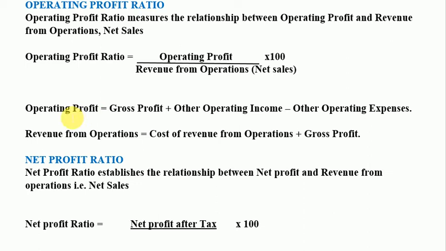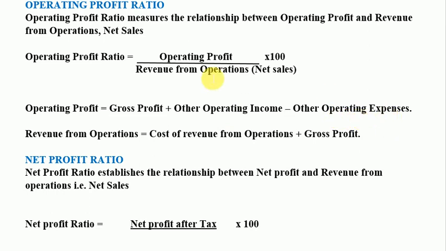Children, you remember gross profit, which we calculated in gross profit ratio, where we subtracted cost of revenue from operations from revenue from operations. So that is gross profit. Then you add any other operating income and you subtract other operating expenses.